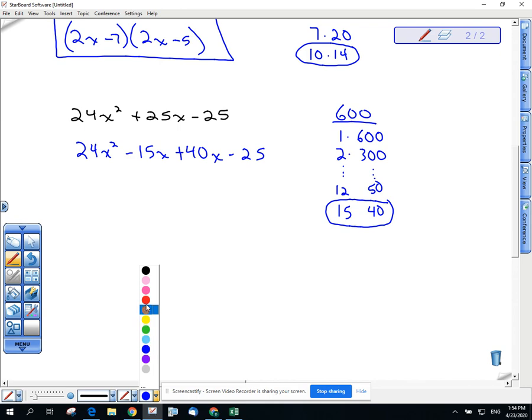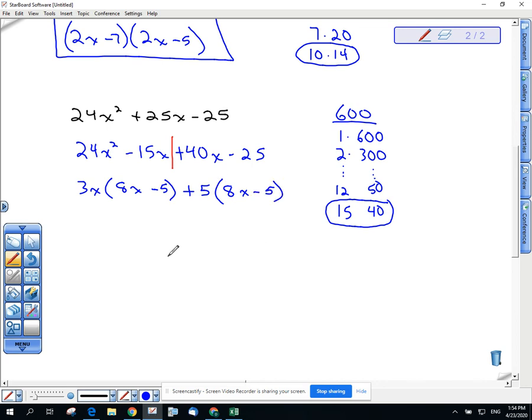Factor by grouping. Grouping is when you cut them in half like this. Okay, I'm grouping the front half and the back half. Factoring by grouping. And here I can take out a 3, I guess. 3x, which will leave me with 8x minus 5. Whereas here you can take out a 5. And that would leave you with, as you divide 40 by 5, you'd get 8, so 8x. 25 by 5 is negative 5.